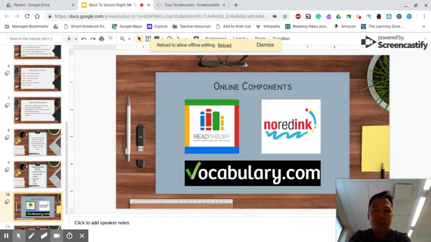We also will be using some online components like Read Theory and NoRedInk and vocabulary.com. Students already know how to use it, and they can even use it at home. That will help them practice their skills.